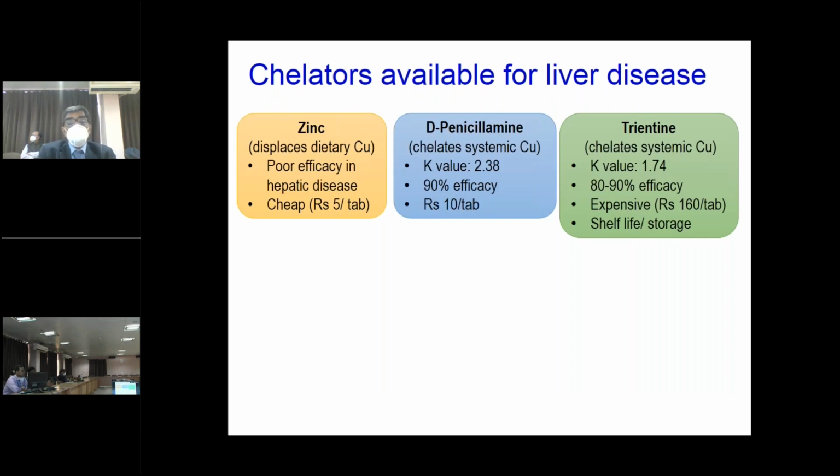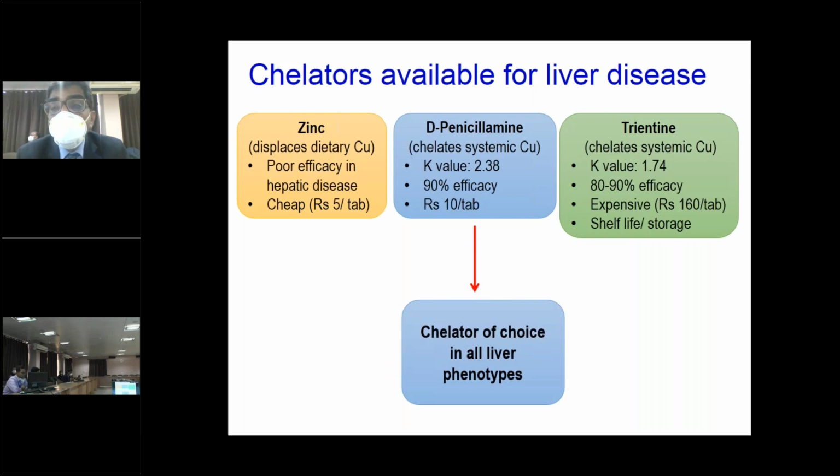We have three medications available for treatment. Zinc is actually not a chelator, rather it displaces dietary copper, and it has shown poor efficacy in hepatic disease. Then there is D-penicillamine, which is a systemic copper chelator with a good affinity for copper, as is evident from its K value of 2.38, an affinity indicator, and it has shown an efficacy of around 90% in hepatic disease and is relatively affordable. Trientine, which is another chelator, has shown a similar efficacy of 80 to 90% in hepatic disease, but it is expensive, has an issue of shelf life, and requires storage in a refrigerator.